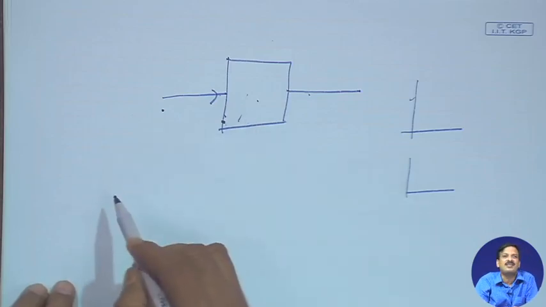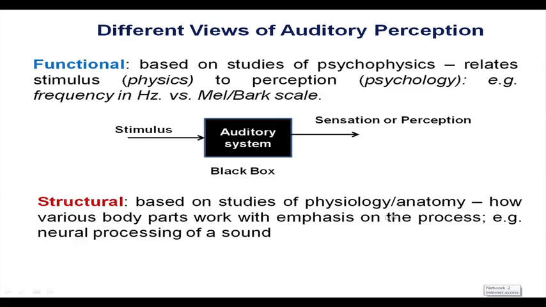Another one is called structural modeling, based on the study of physiology or anatomy, how various body parts work, with emphasis on the neural processing of sound. So, this is another kind of study, the structural study. I have to analyze the human anatomy, excite the signal, measure the nervous signal, all kinds of things can be done, which is called structural analysis.